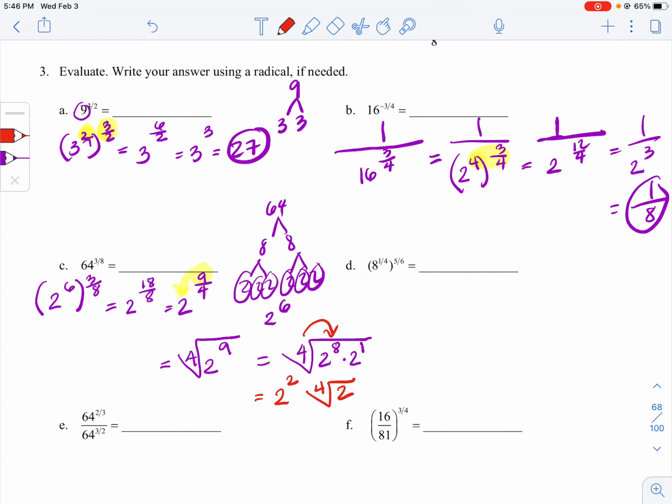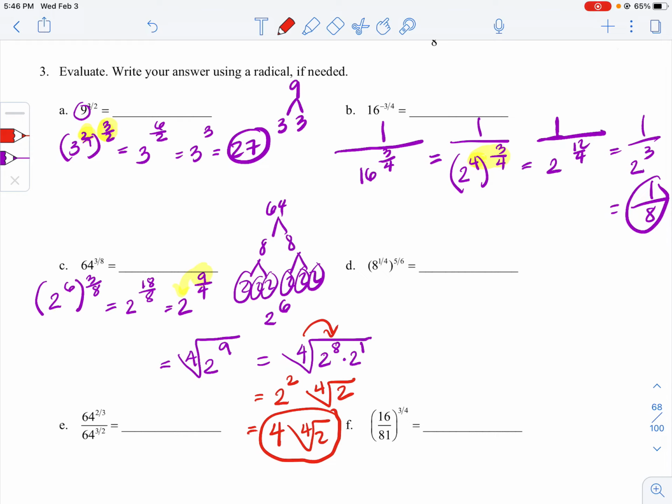And can we still simplify this? This is going to be 2 squared, 4, and the 4th root of 2. So that is our answer. 4 times the 4th root of 2. I know it's a lot of work.